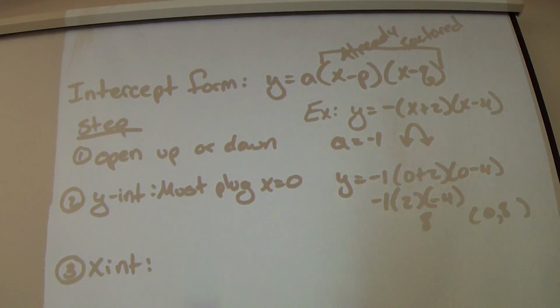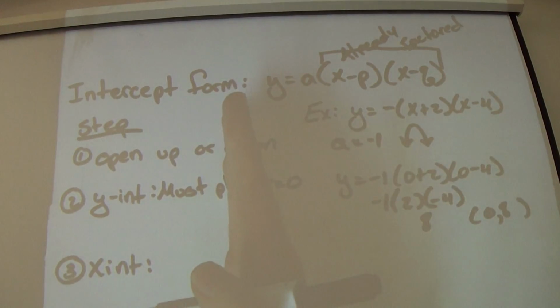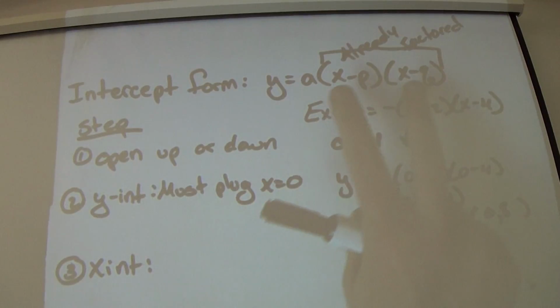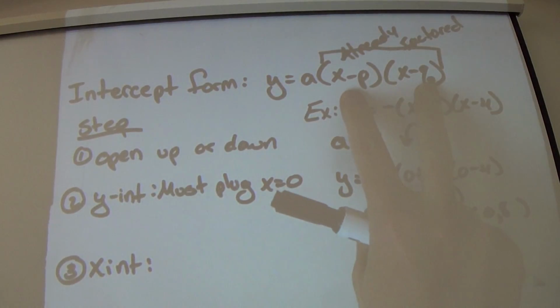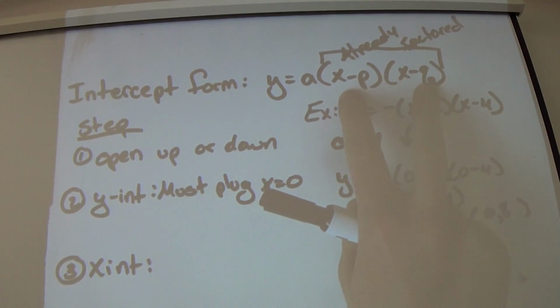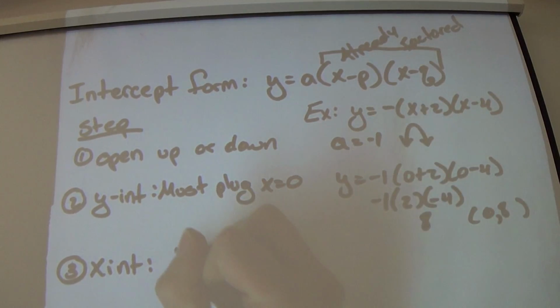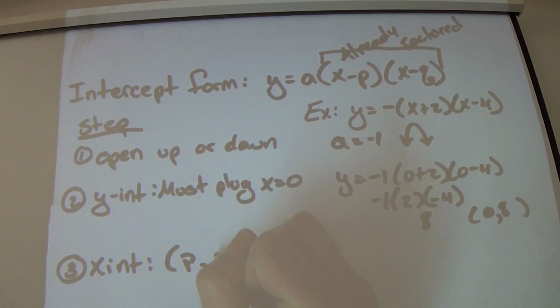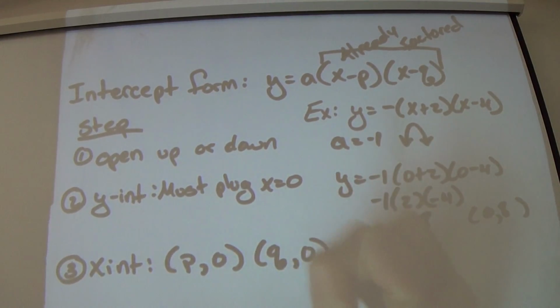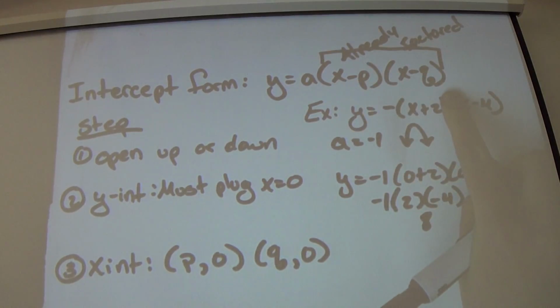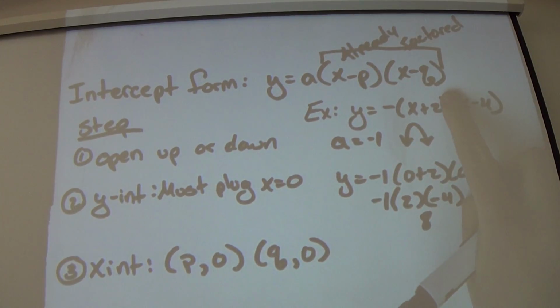Meaning if I set y equal to 0, then all I would have to do is set these parentheses equal to 0 and solve. Well, if I set these parentheses equal to 0 and solve, then your x-intercepts are always going to be p comma 0 and q comma 0. Why did I take the opposite sign? Because you'd have to add p to both sides to get that.